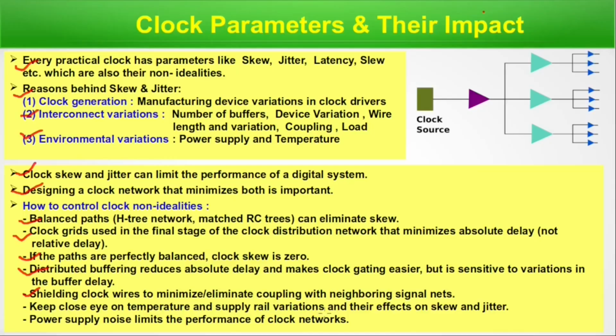Now keep a close eye on temperature and supply rail variation and their effects on skew and jitter. So we have to consider that. Power supply noise also limits the performance of the clock network. So these are the points we need to check. We need to keep an eye on all of this. So we are done with this slide. Now we will see what these clock networks are.